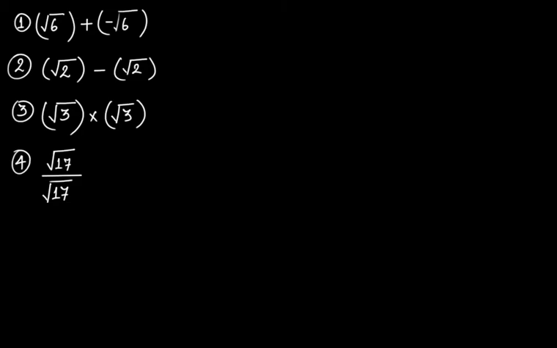Okay, so here this is square root of 6 plus (minus square root of 6). Now this is of the form a plus (minus a), which is nothing else but a minus a, that is equal to 0. Therefore the answer of this is equal to 0.